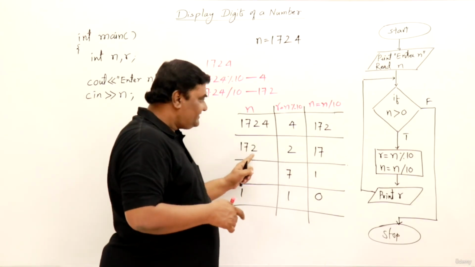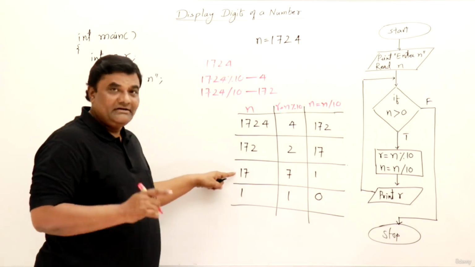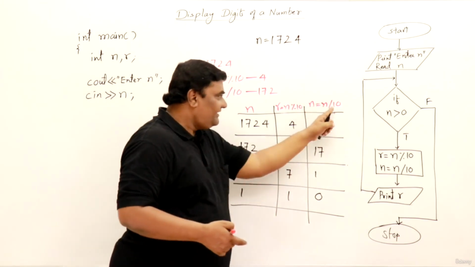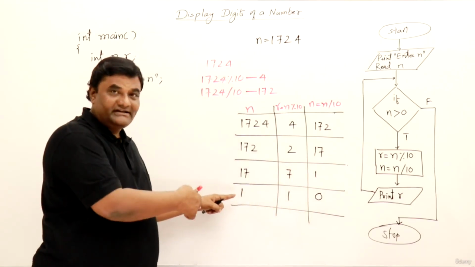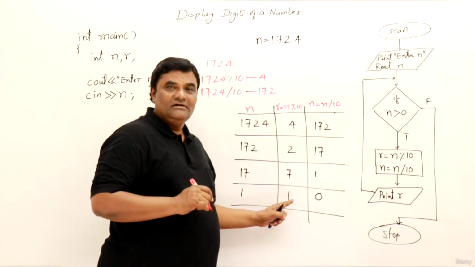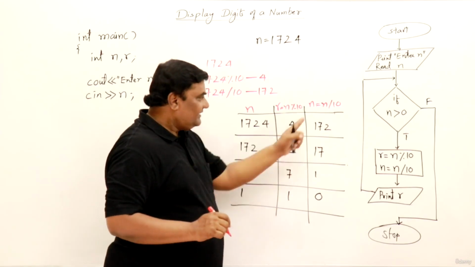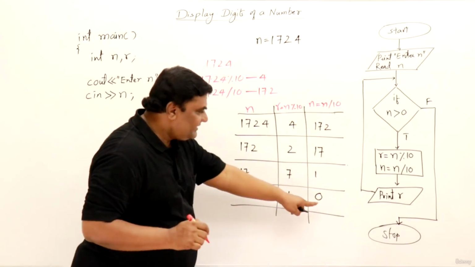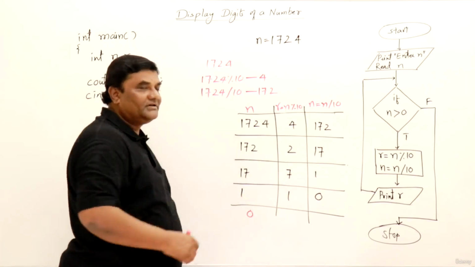Then divide the number 172 by 10, so it becomes 17. Then in the next step, 17 mod 10 is 7. 17 divided by 10 is 1. In the next step, that 1 is carried. 1 mod 10 is 1. Then divide 1 by 10, 0 times, so the number is 0. Now this became 0, stop. So in the next step, the number is 0, so stop.